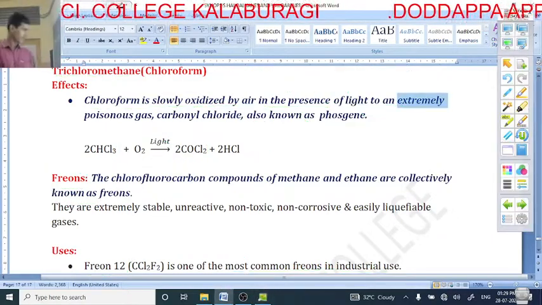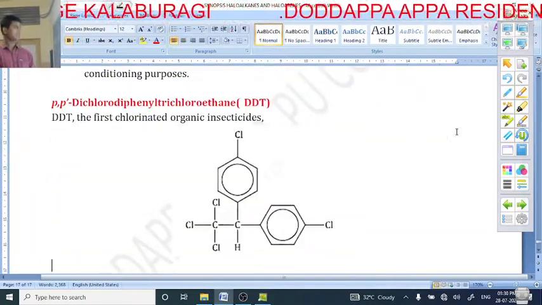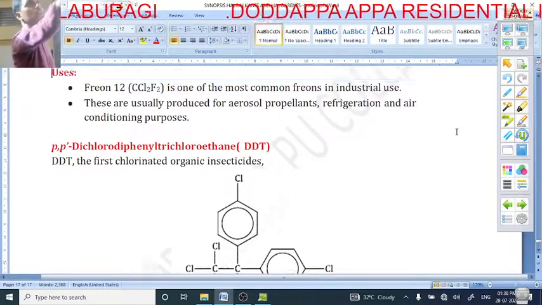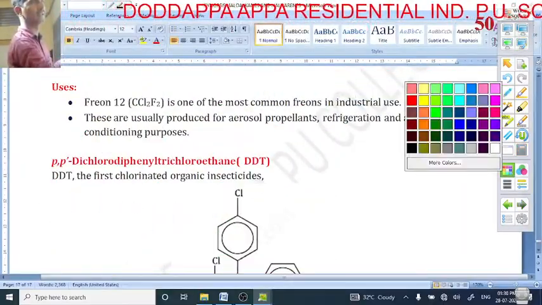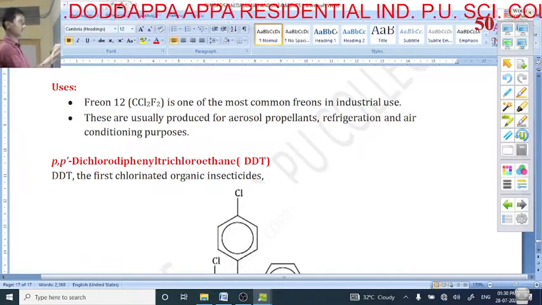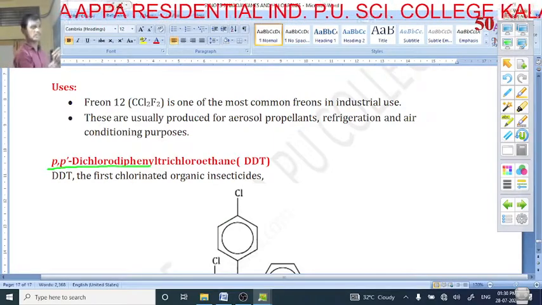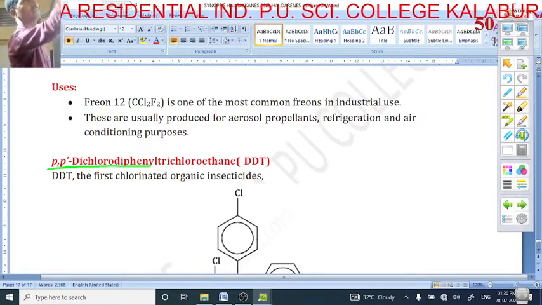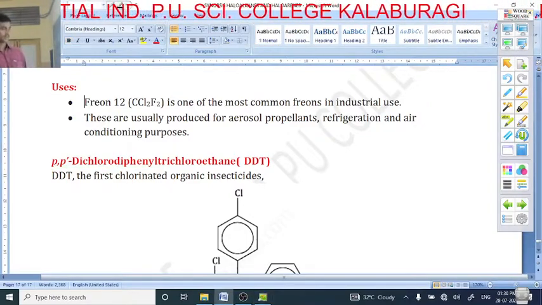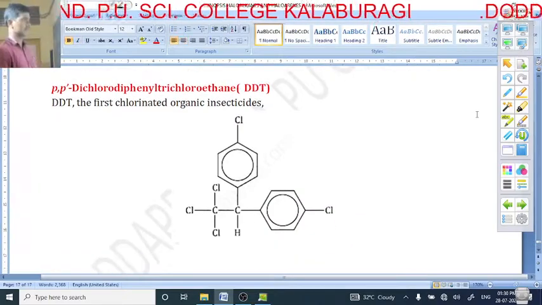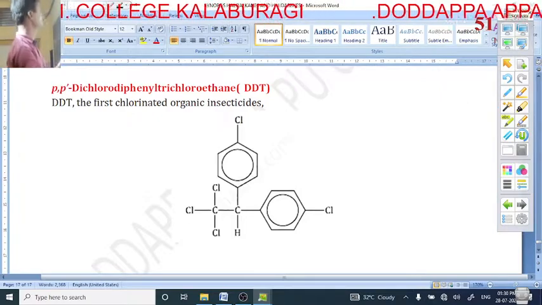Next is DDT. Last, what is DDT? Already we all know about DDT. It is a dichloro-diphenyl compound. If I want the structure, see here, the complete structure. My dear students, what is this DDT?